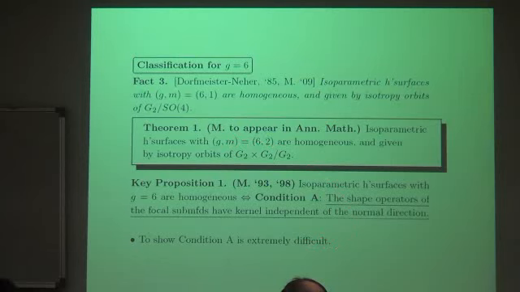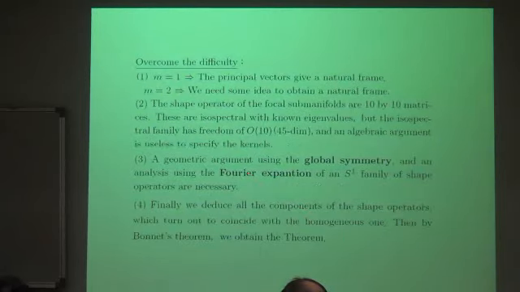Why? One of the reasons is that when the multiplicity is 1, the principal vectors give a natural frame. So we have a standard frame consisting of principal vectors. However, when m is 2, the eigenspace, the curvature space, is of dimension 2. So the frame rotates in this way. So we have no standard choice of a natural frame.